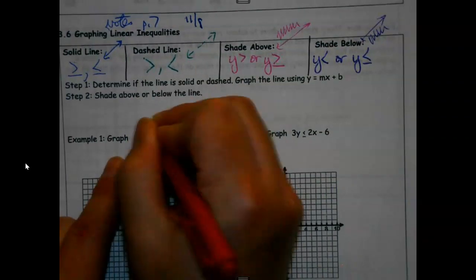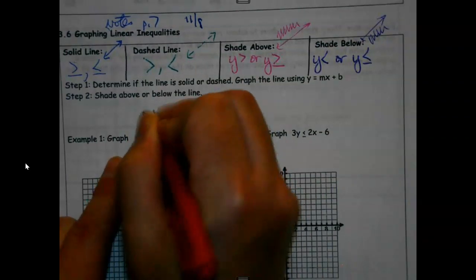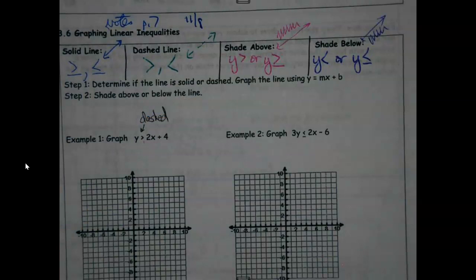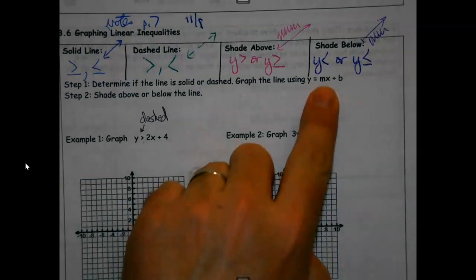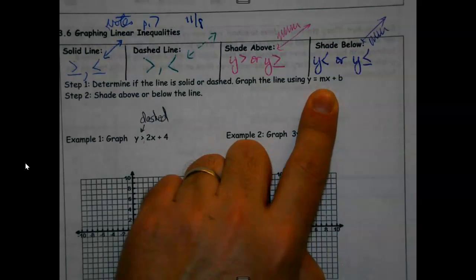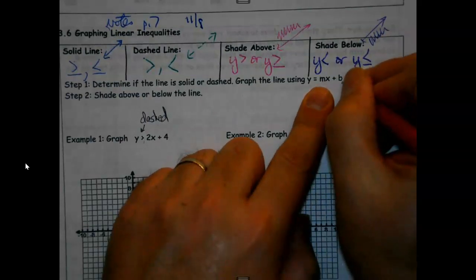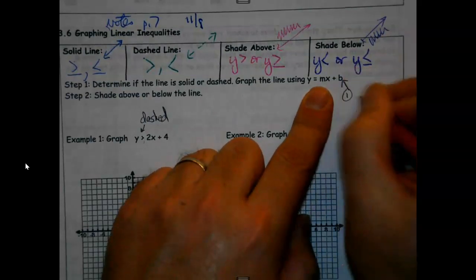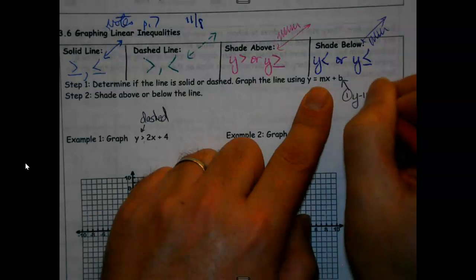Okay, so here we know it's going to be dashed. If I'm comfortable graphing in slope-intercept form, we're going to try this first one this way, but I'm also going to show you how to do it on the calculator.